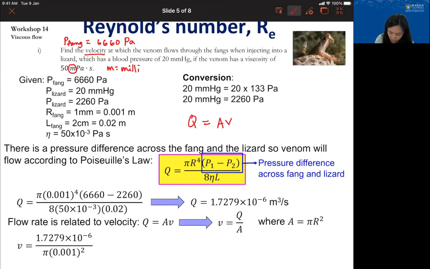Okay, so therefore the velocity, after rearranging Q equals AV, will be the flow rate, which you obtain from Poiseuille's equation, divided by the area pi times the radius. And then don't forget there's a square. All right, and that should give you a velocity, or just speed, of 0.5 meters per second.